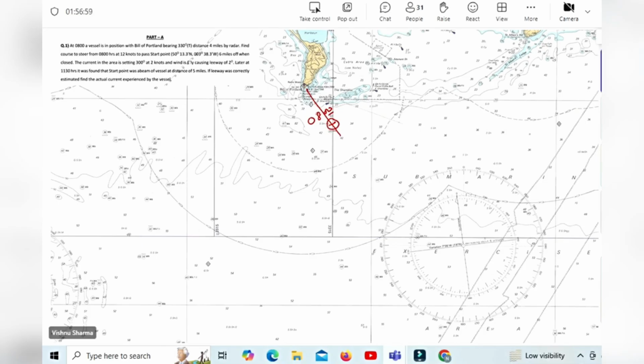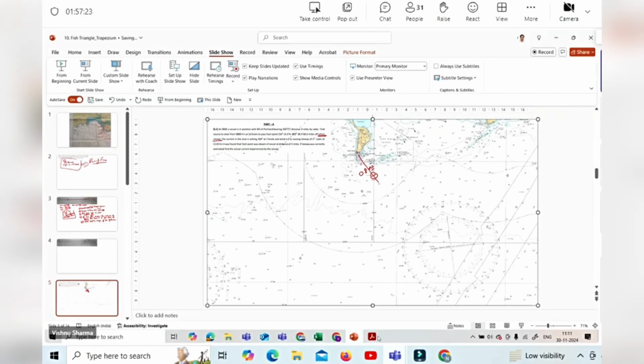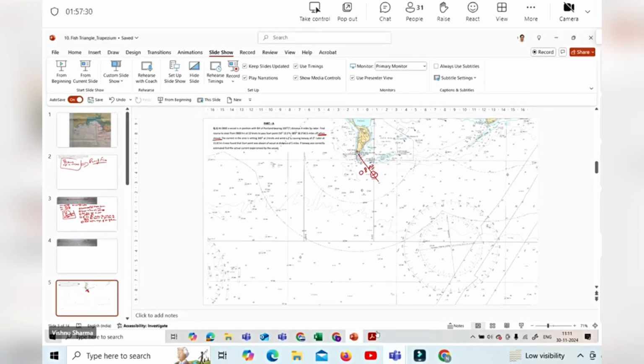Find the course to steer from 8 o'clock so as to pass Start Point 6 miles off when closed. When closed means I think must be the closest. That's what it seems to be saying, right? Let me see if this Start Point has anything else on it. Does it have any obscure sector or something? Let me just see that also.